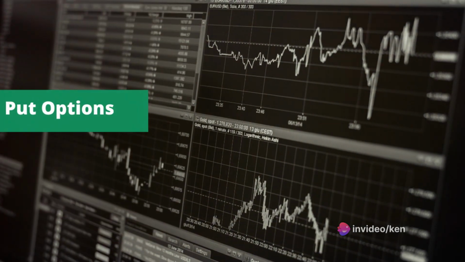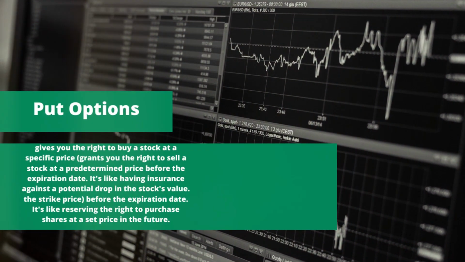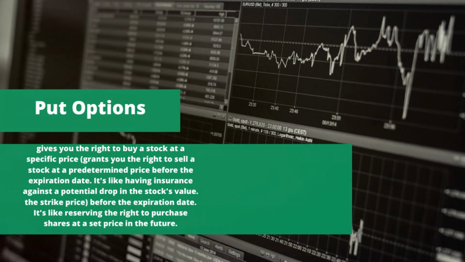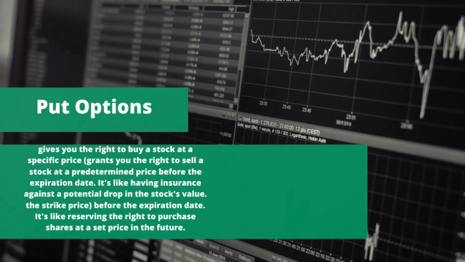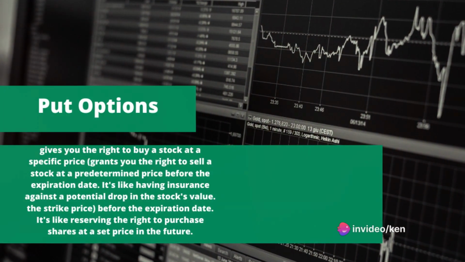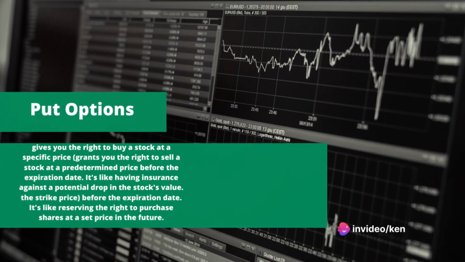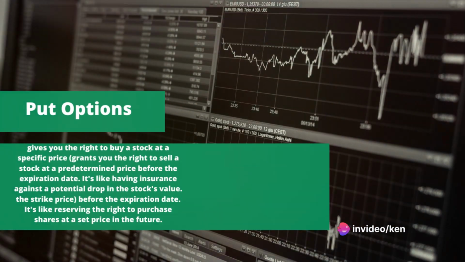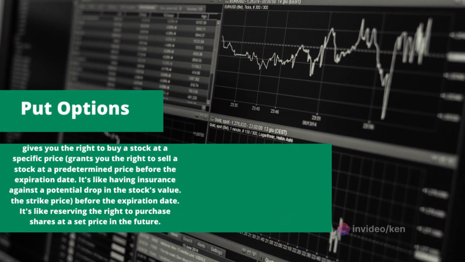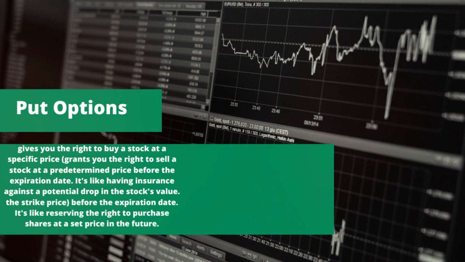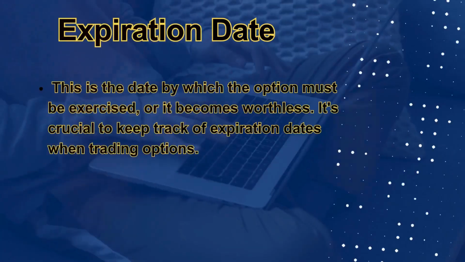On the other hand, a put option grants you the right to sell a stock at a predetermined price before the expiration date. It's like having insurance against a potential drop in the stock's value. Put options provide a hedge against market downturns, but like call options, they come with risks. If the market doesn't move as expected, the premium paid for the put option may be lost.